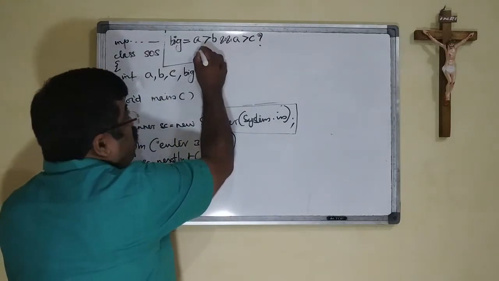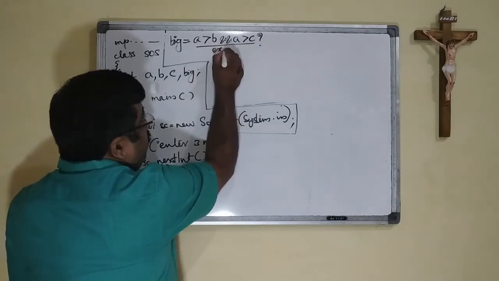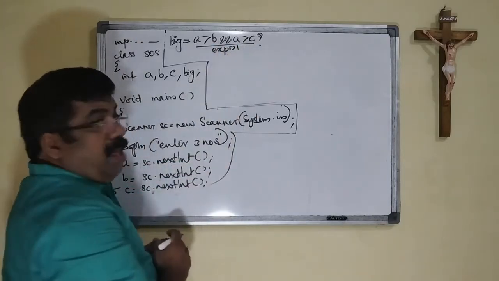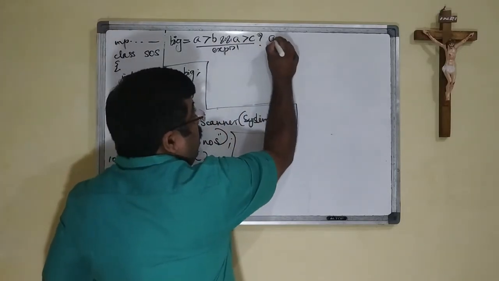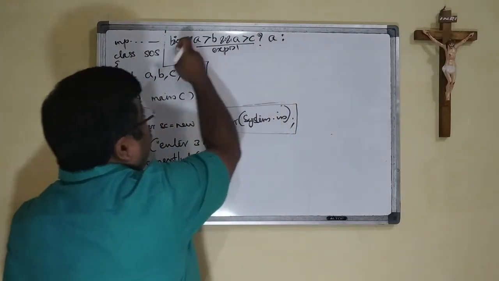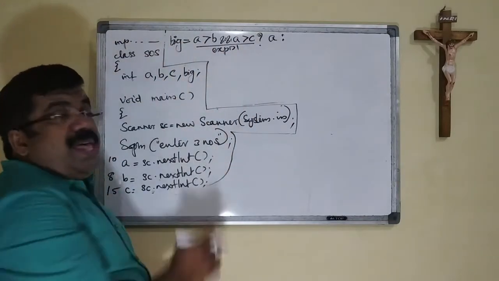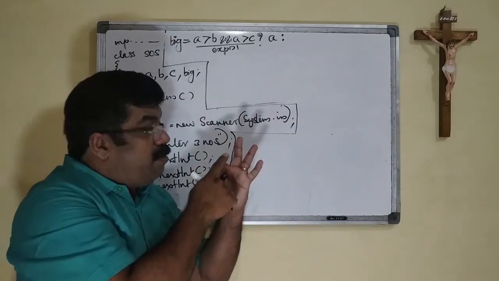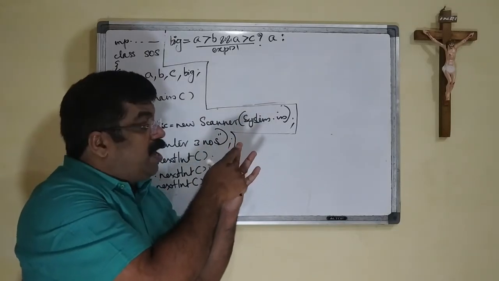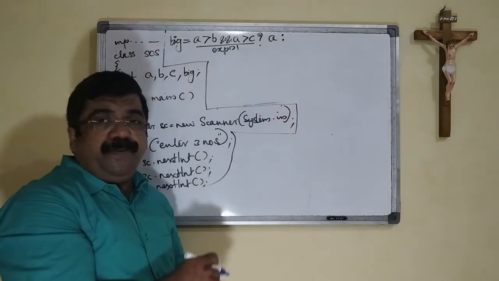So the expression 1 is given here. If this expression 1 is true, we will say A as the biggest. The A will come to the leftmost side. As I said in the example, A greater than B as well as A greater than C.